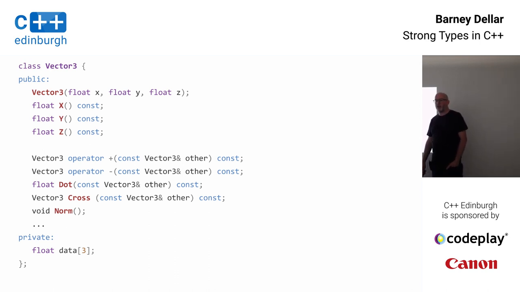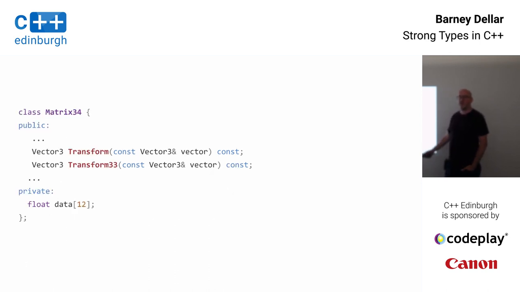And this type can represent a location or a direction. It's been in use in our code for well over 20 years. Probably C++03 when it was first written. The class has everything you might need for a point or a vector. You can add them, subtract them, normalize them, cross them, dot product them, that kind of thing.